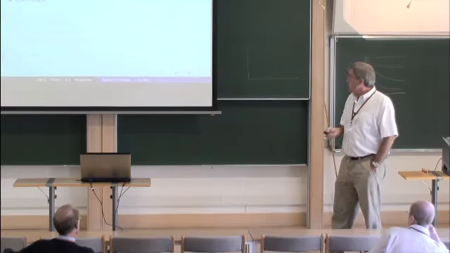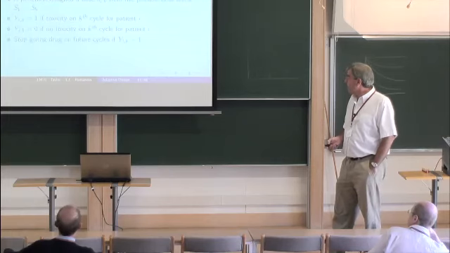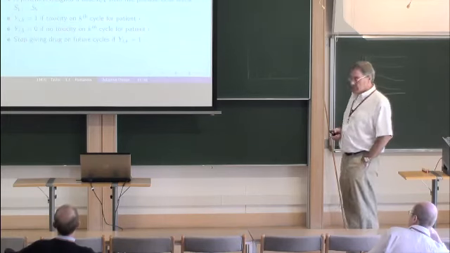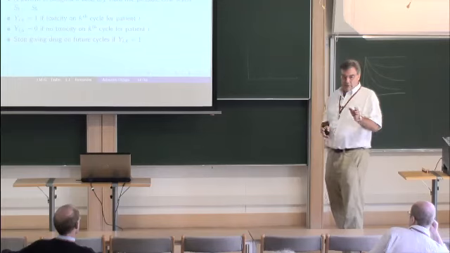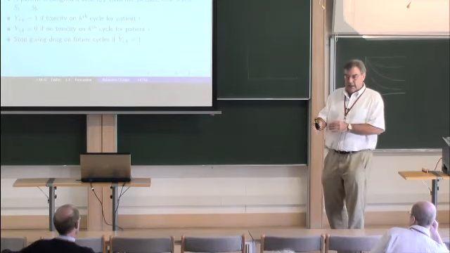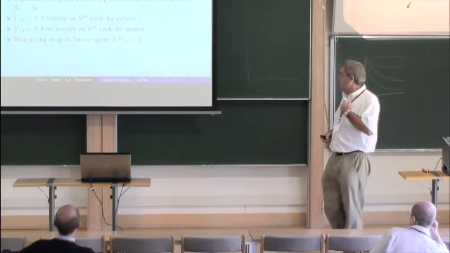So let's talk about the models and the methods now. Some notation. I'm going to fix the setting of 6 cycles as a planned regimen. The regimen is a plan of what you're going to give in the 6 cycles. Each cycle, you can have 1 of 5 doses, S1 to S5. And Y_ik is 1 or 0: for person i, cycle k, whether you get a toxicity or don't get a toxicity.